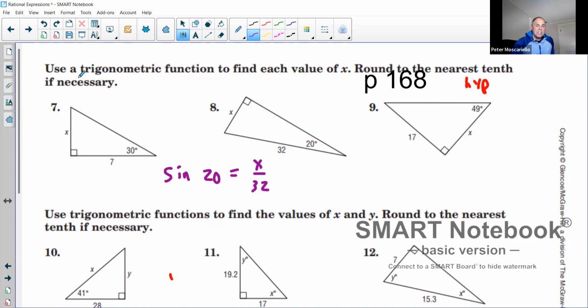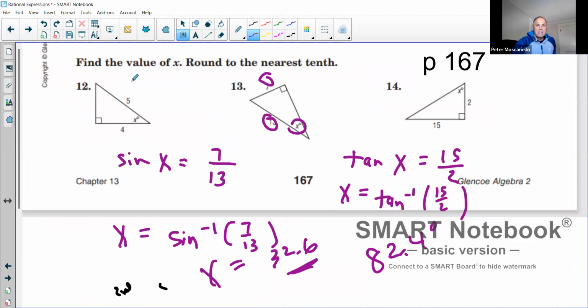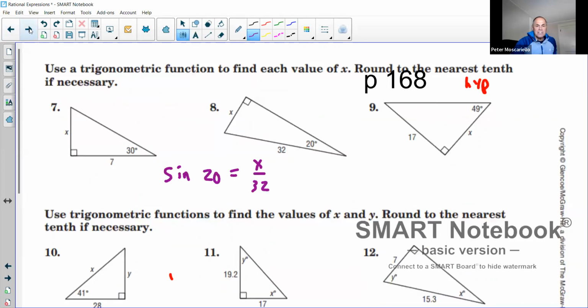So there are two types of problems. There is given two sides, the ones we just did, find the angle. And this, we actually did previously, is given a side and an angle, find the other side.